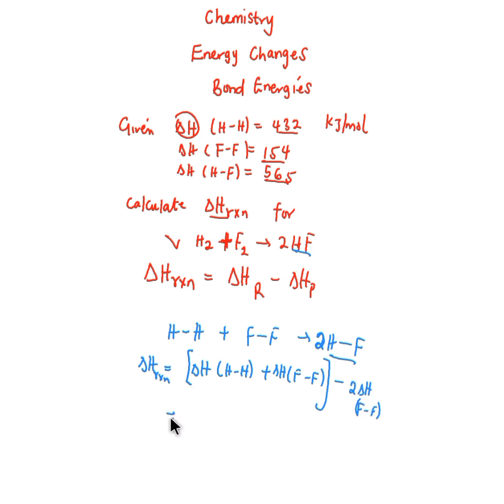Right, so putting all this together, this is 432 plus 154, then minus 2 into 565. If you calculate all of this, you're going to have the enthalpy change of the reaction to be minus 544. And then you put the units there, and that is how to solve it.